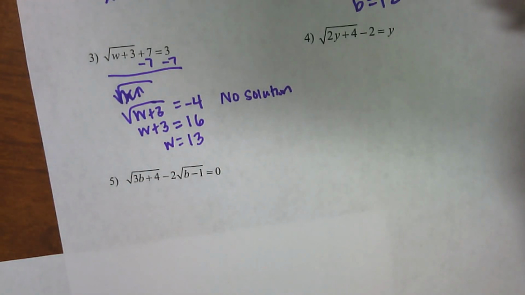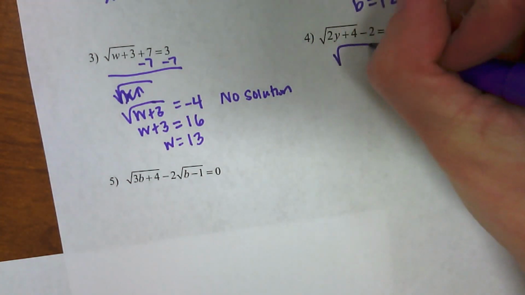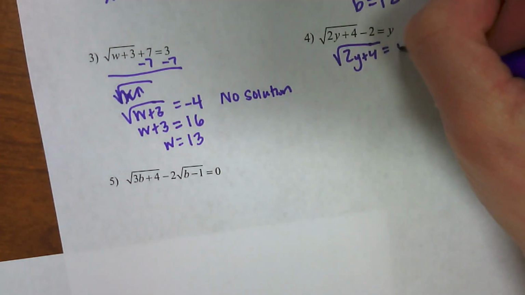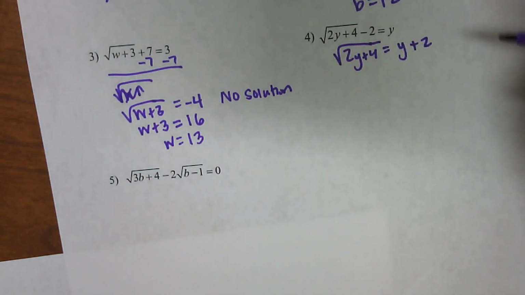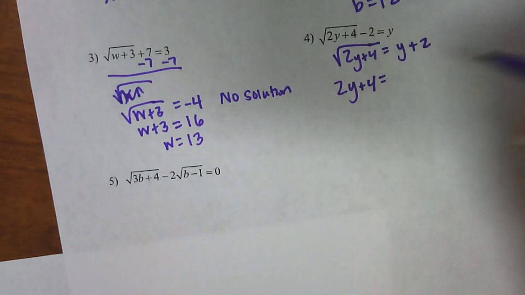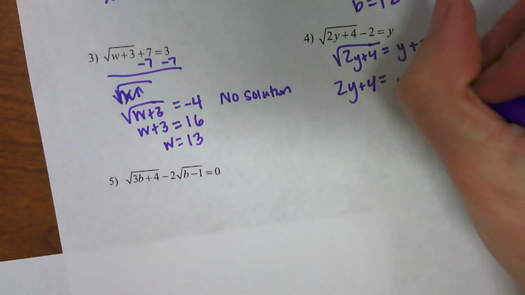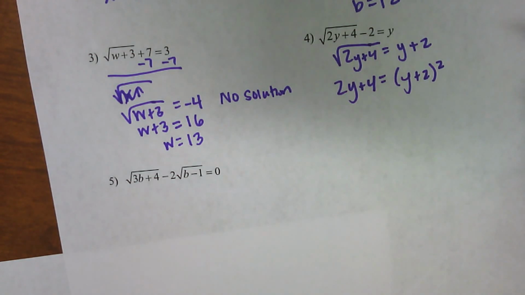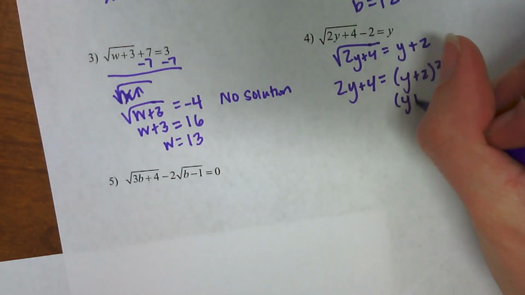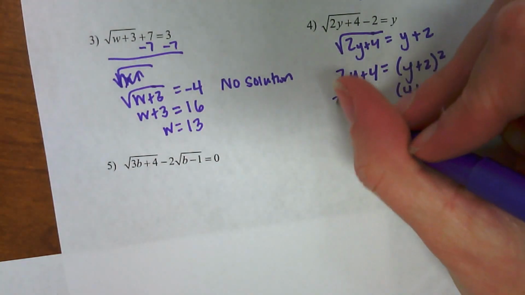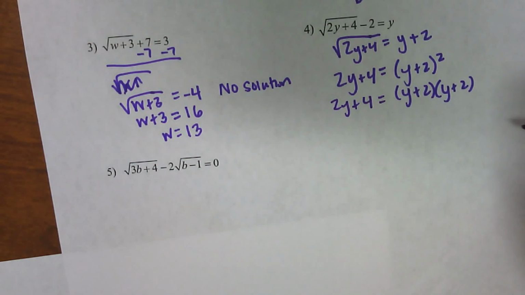For number 4, we want to isolate the radical, so I'm going to do that by adding 2 on each side. And now I want to square both sides. When I square both sides, the radical cancels out on that side, and this is y plus 2 squared. Y plus 2 squared means y plus 2 times y plus 2. So I want to think about distributing that.